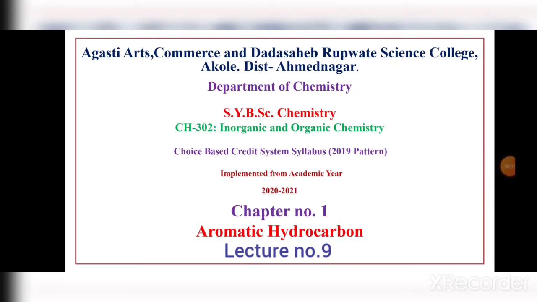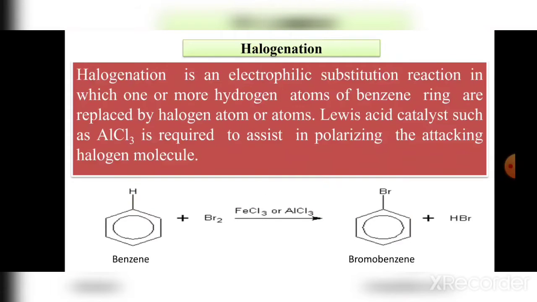Hello friends, in the previous lecture we discussed the reactions of benzene, in which we discussed nitration. Today we will start the remaining part of aromatic hydrocarbons, in which the reactions of benzene. First, halogenation.